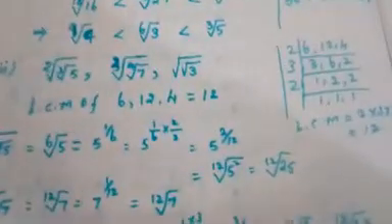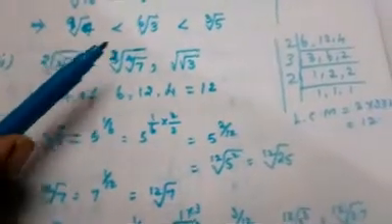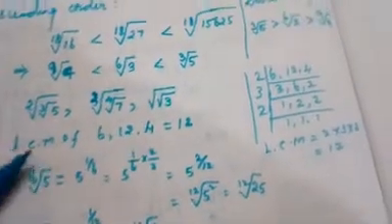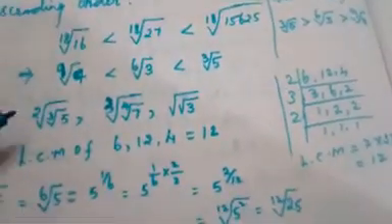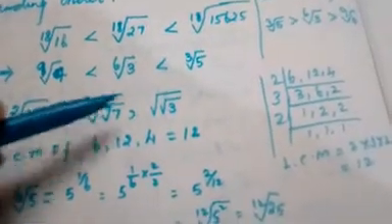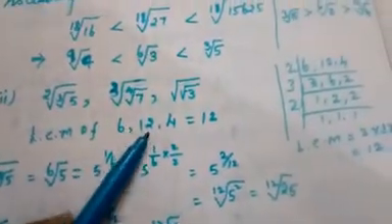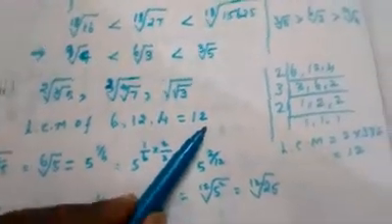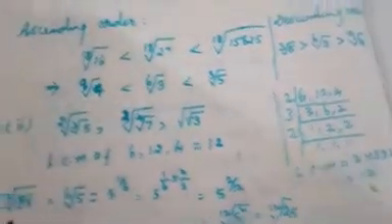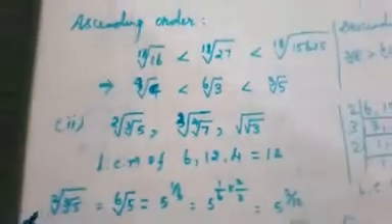Now the second question: square root of cube root of 5, cube root of 4th root of 7, square root of root 3. So the LCM of these, here the orders are given. So 2 into 3 is 6, 4 into 3 is 12, 2 into 2 is 4. So we want to find the LCM for 6, 12 and 4. The LCM is found the same way. LCM is equal to 12. Now we have to make the order as 12.